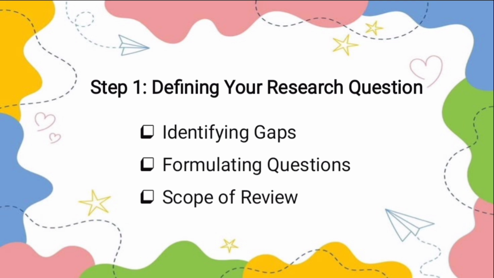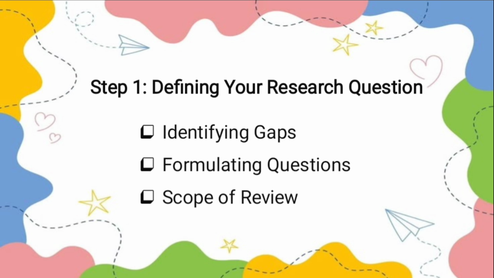This involves 3 key interconnected parts. The first one is identifying gaps, second, formulating questions, and third is scope of review. Let's start with identifying gaps. This means looking at what's missing or not fully understood in the current research on a topic. What questions haven't been answered well? Where is there a lack of information or agreement? Then, in formulating questions, based on the gaps you identify, you need to create specific questions that your literature review will try to answer. These questions should be focused and guide your search for relevant studies.